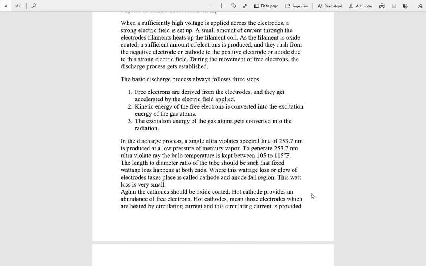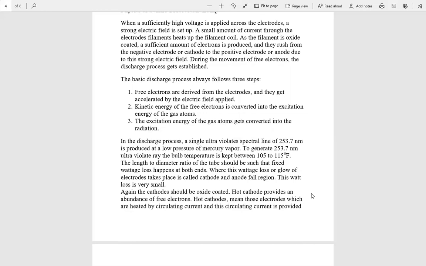The length to diameter ratio of the tube should be such that fixed wattage loss happens at both ends, where this wattage loss or glow of electrodes takes place, called the cathode and anode fall region. This watt loss is very small. Again, the cathodes should be oxide coated. Hot cathode provides an abundance of free electrons.